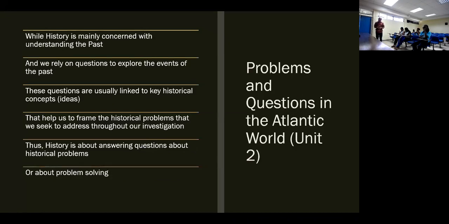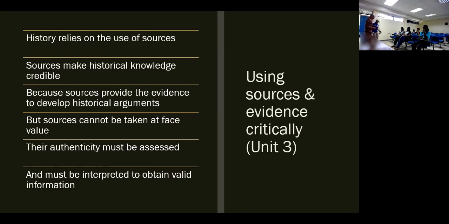Then problems and questions that we address in Unit 2: how historians usually begin their research with a research question that leads to some sort of problem that is related to important historical concepts. And that's what you have to look for when you are looking at your essay questions and so on. What are the issues or problems that are behind the questions that are given to you? And at some point, when you are able to elaborate your own questions, it's like how to frame your own research questions. Unit 3, of course, had to do with sources.